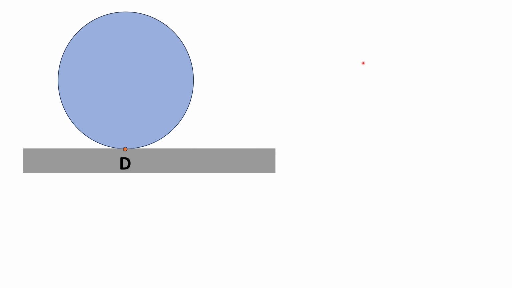Now let's consider a problem of a wheel rolling without slipping. And that means that point D at the bottom of the wheel, that point D that touches the ground, has to move with the velocity of the ground, which is 0.